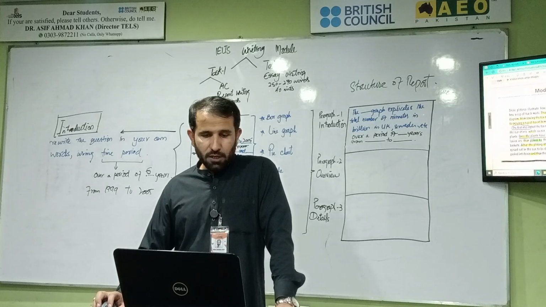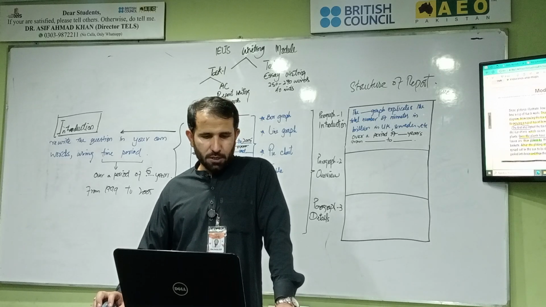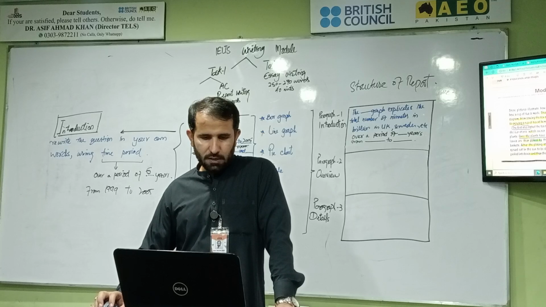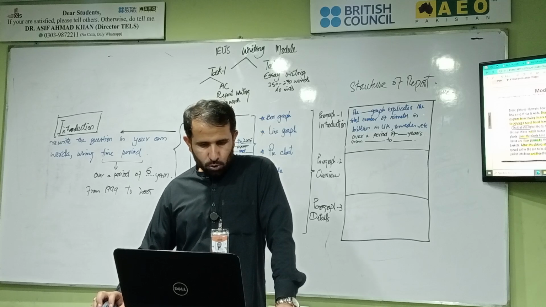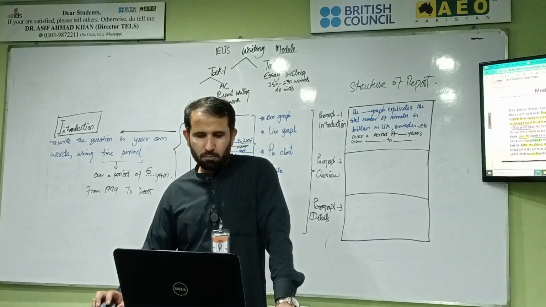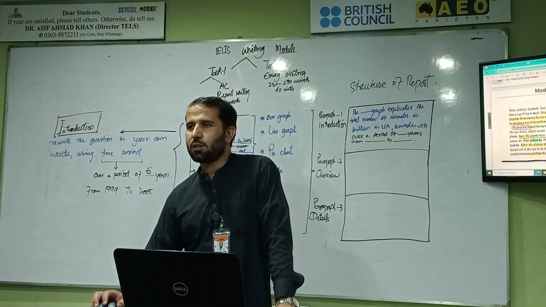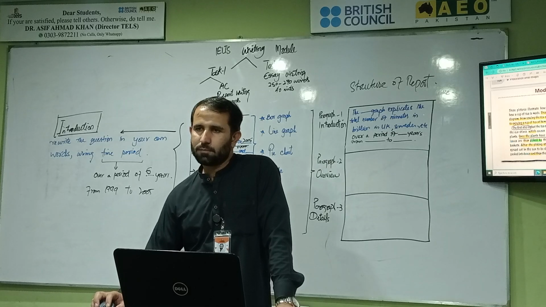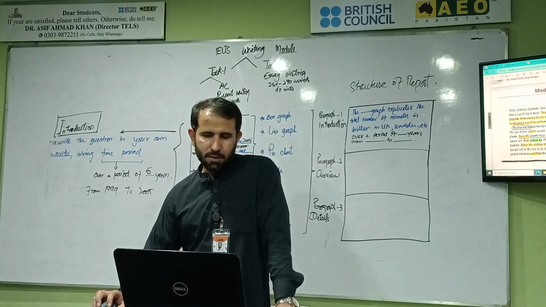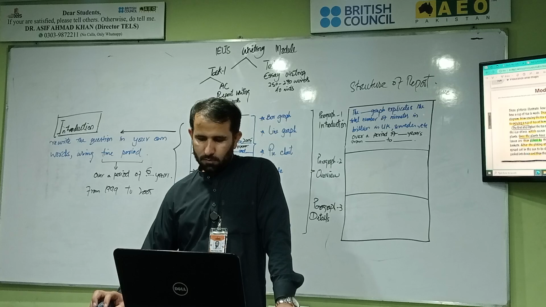Process. These pictures illustrate how tea is produced and how a cup of tea is made. There are 18 stages in the diagram, from sowing the seeds in India and China to enjoying a cup of tea at home. This is the introduction. Overview, we will be discussing it by tomorrow.